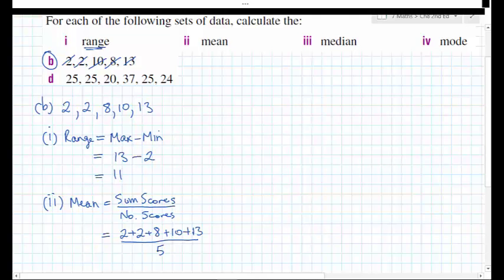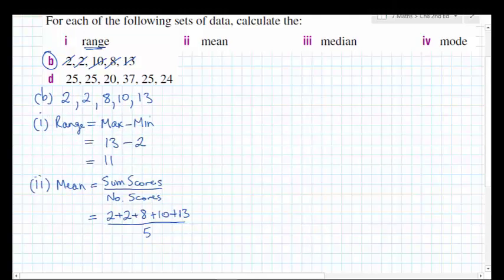So I add my top row together, which is 2 plus 2 is 4, plus 8 is 12, plus 10 is 22, plus 13 is 35. So that's equal to 35 over 5, and in this instance 35 over 5 equals 7. So my mean is 7.